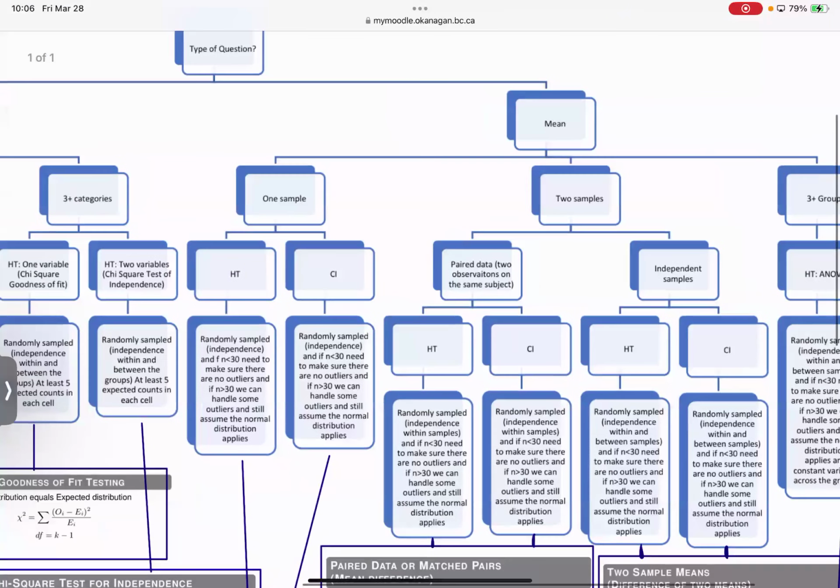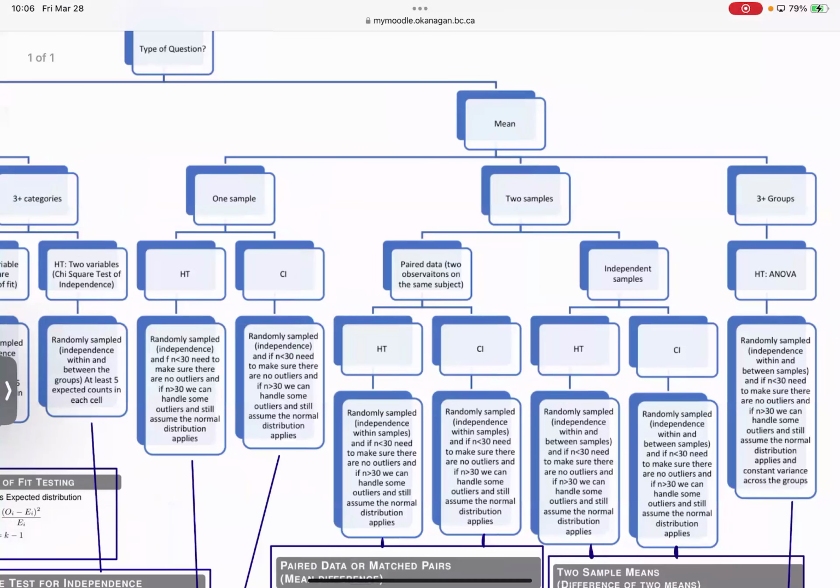If you have a means type question, we're only going to stick to one or two samples. But I also posted a bonus assignment on ANOVA. For three or more groups, we use an ANOVA, or analysis of variance. You're welcome to try that one. It'll replace your lowest assignment grade, and if you don't do it, it'll just bump it. So that's fine.